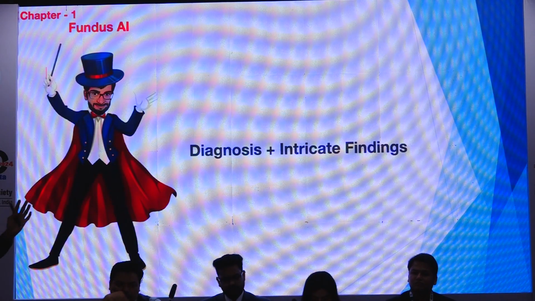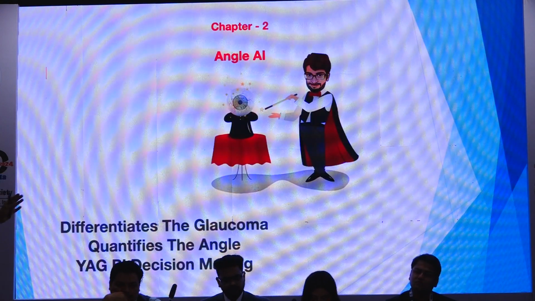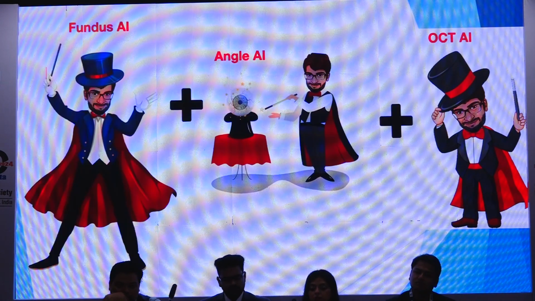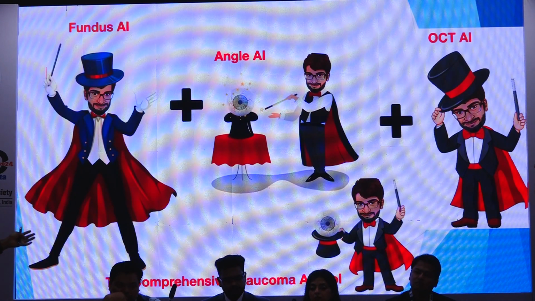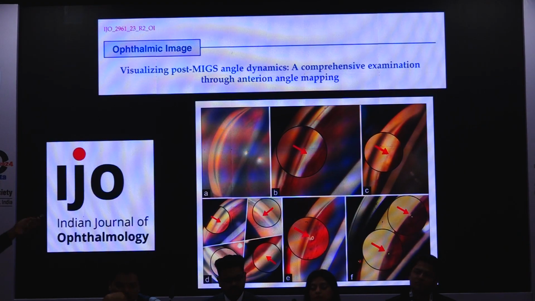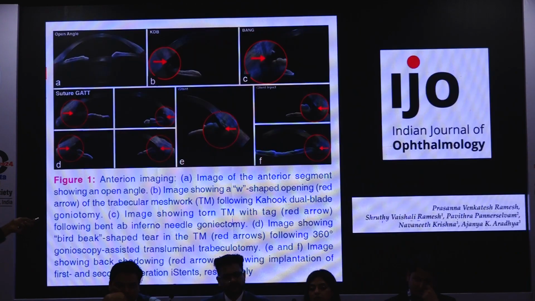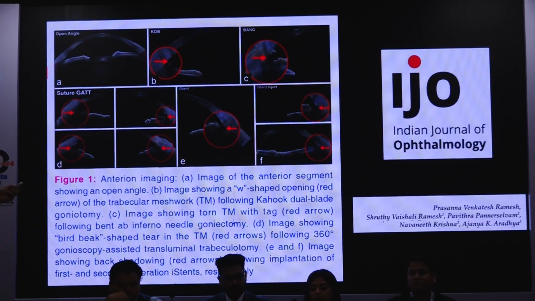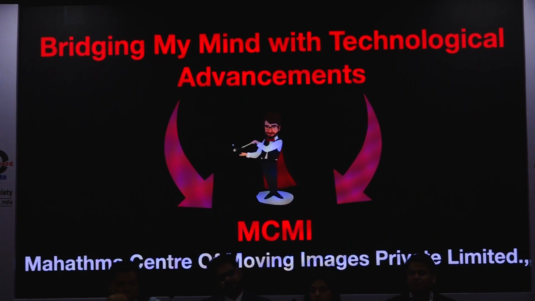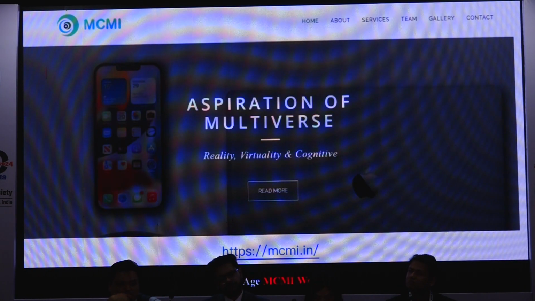And some of our AI, you saw diagnosis and intricate findings. We have the fundus, we have the angle to differentiate glaucoma, then we have the OCT to grade. So when you have holistic AI, it really helps you in a comprehensive work-up of the patient, and you can keep working on more. So now we are moving towards mixed angle analysis, where different databanks have different anatomies. So keeping in mind the technological advancements, it seems like this is the future.